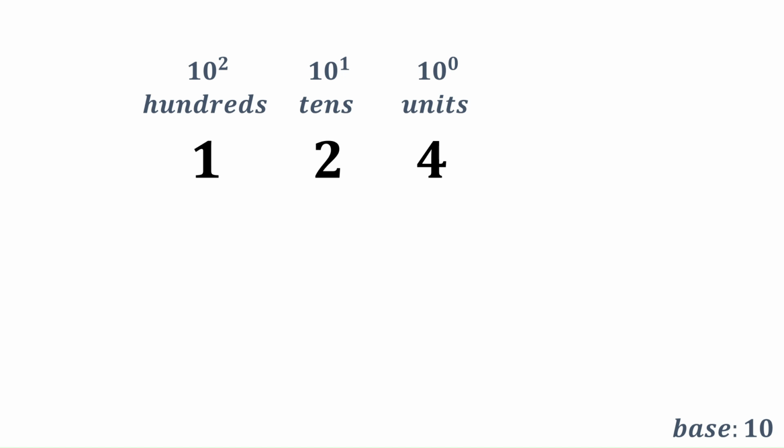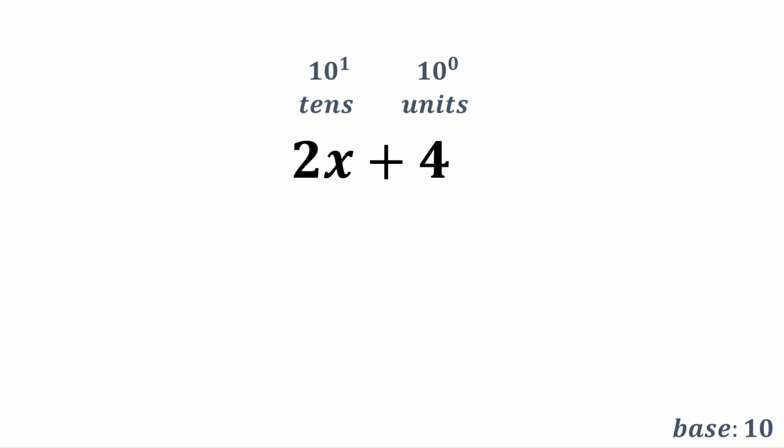Another useful way of looking at the base system is to use algebra. We can represent one unit of our base using x. This means we can represent 24 as 2x plus 4, where x is equal to 10. We can see when we pop 10 into x, we get 2 times 10 plus 4, which is 20 plus 4, 24.